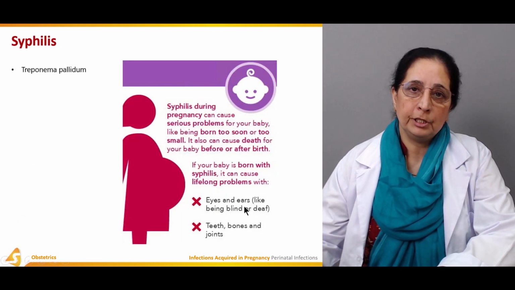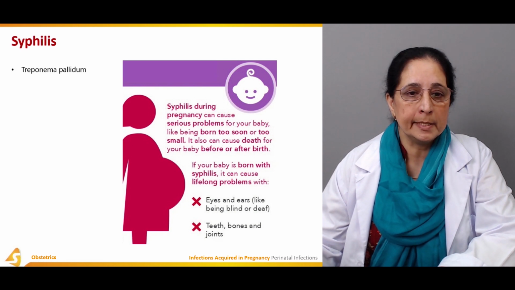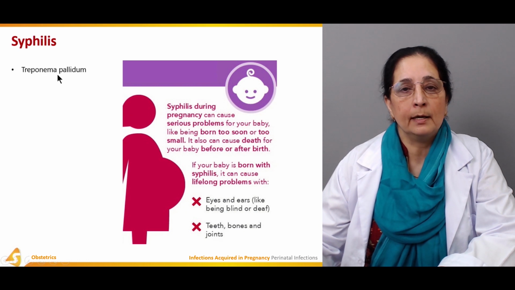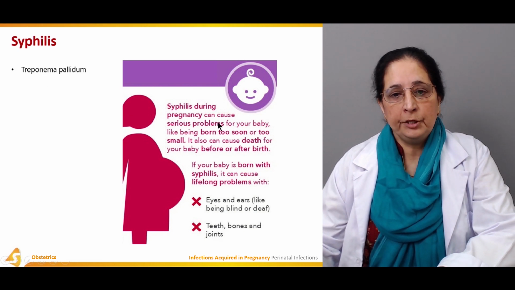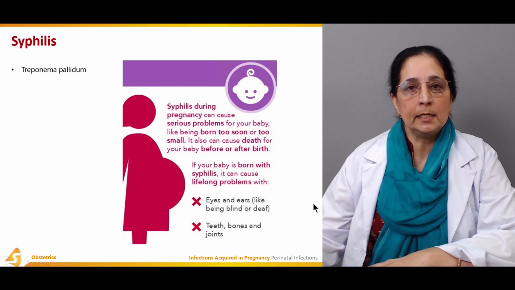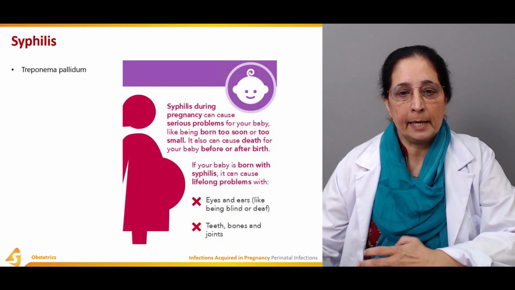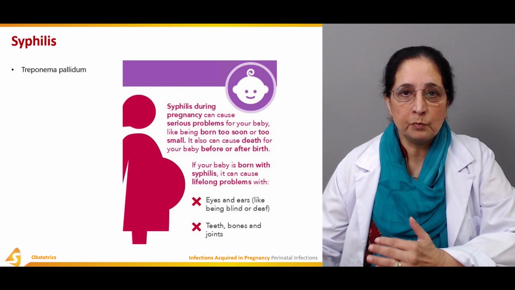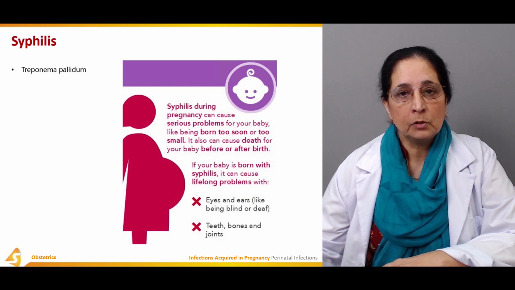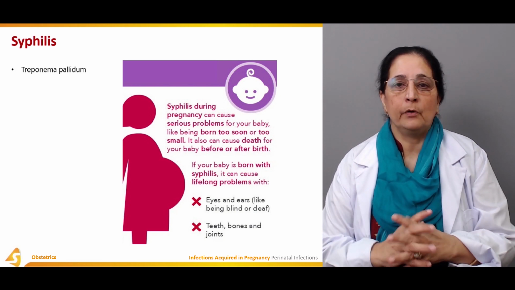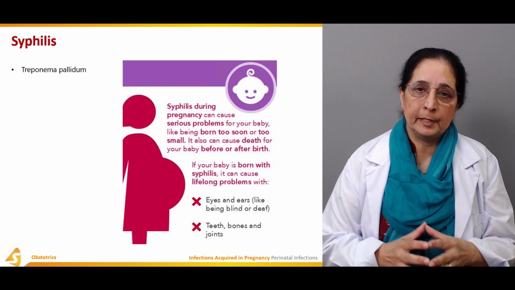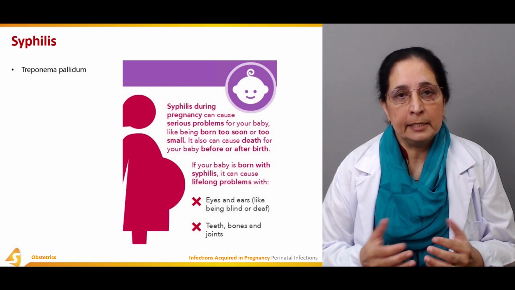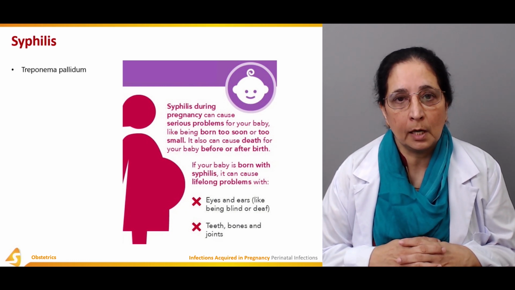Then the next infection I want to talk about is syphilis. Syphilis is the infection caused by Treponema pallidum. Syphilis during pregnancy can cause serious problems for the baby, like being born too soon, meaning premature birth, or too small. It can also cause death for your baby before or after birth. So premature birth, baby small for size, and perinatal death can also occur.